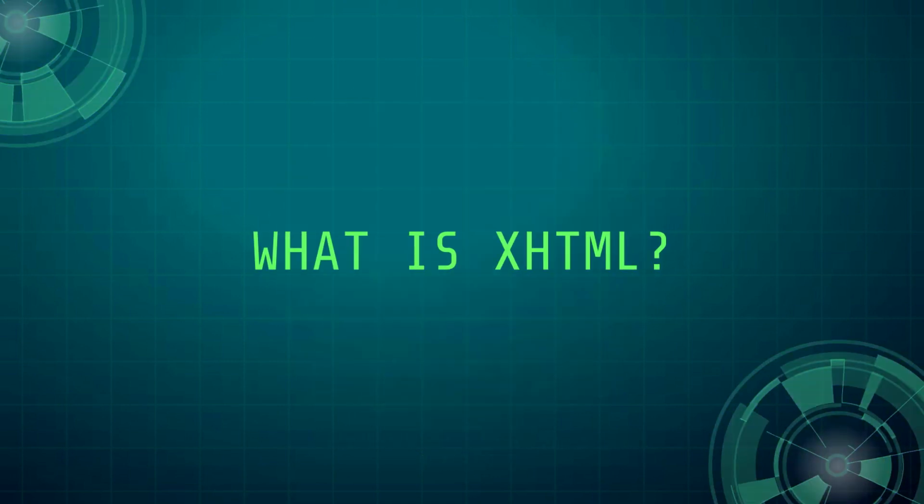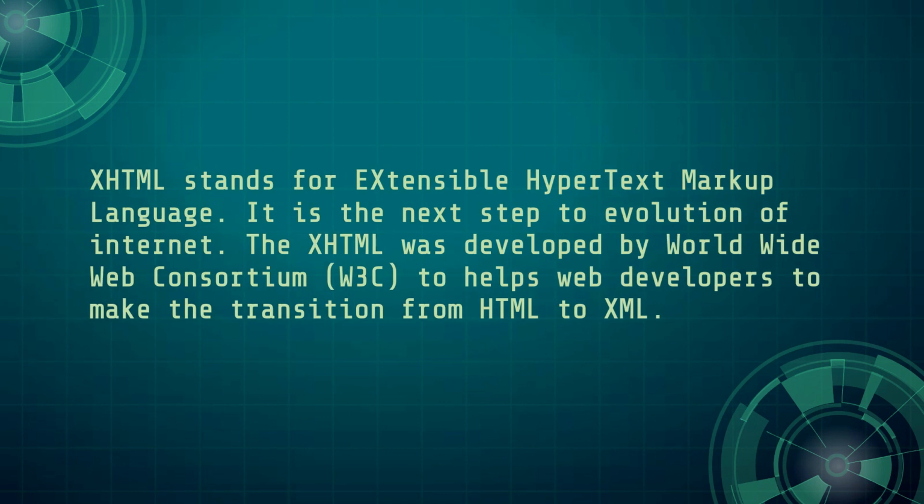What is XHTML? XHTML stands for Extensible Hypertext Markup Language. It is the best next step in the evolution of the Internet. XHTML was developed by the World Wide Web Consortium, known as W3C, to help web developers make the transition from HTML to XML.